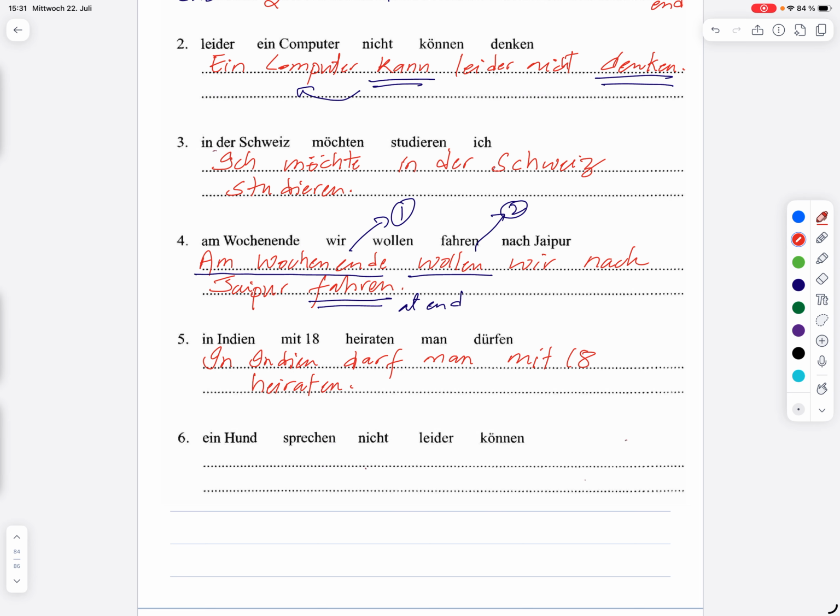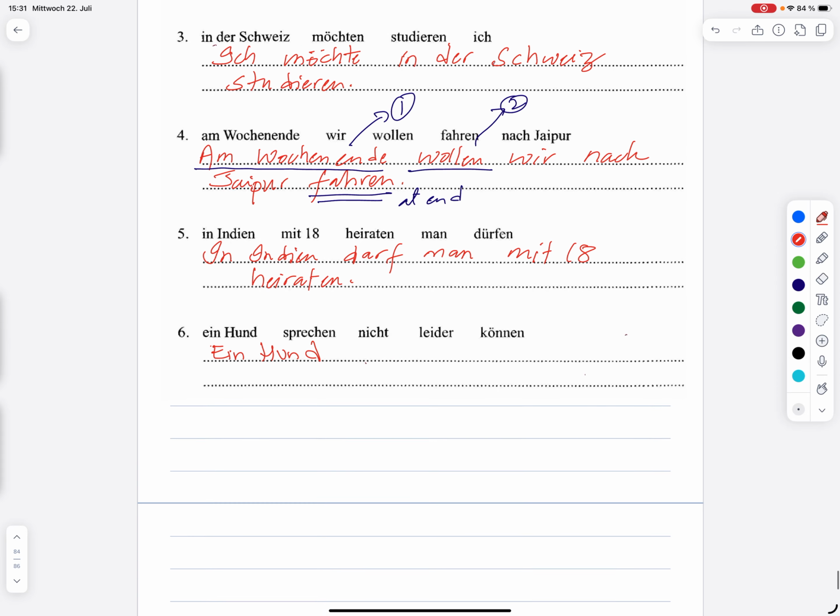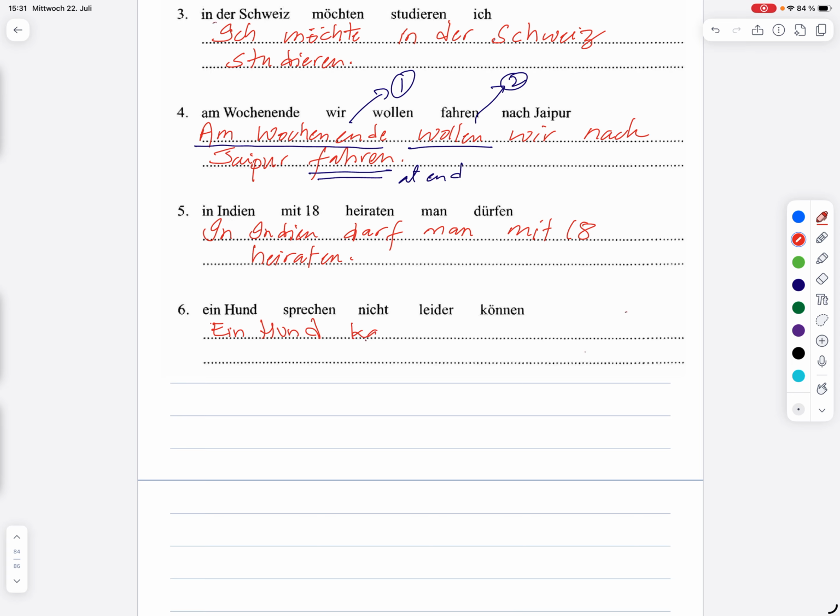Number 6: ein Hund, sprechen, nicht, leider, können, right? So: Ein Hund kann leider nicht sprechen, right? So we have the modal verb at the second position already conjugated, and then the main verb at the end, and then we have the subject at the start, and then everything else, right? So that's how you build the sentences with modal verbs.